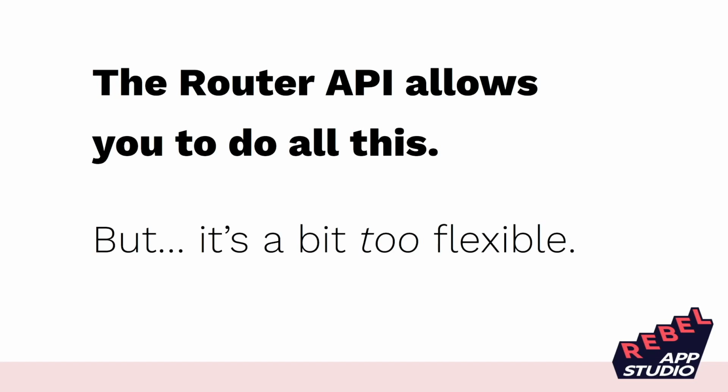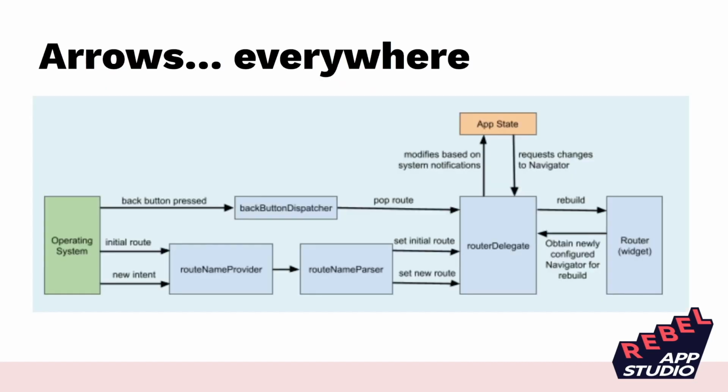But if you look at the architecture diagram of the routing API, there's quite a few arrows as to how it all works, all of these different parts, and then there's all these different objects you need to implement. It's all a bit complicated, and frankly, it's not very Flutter-like. And so let's take a look at what this practically means in terms of code for your app.